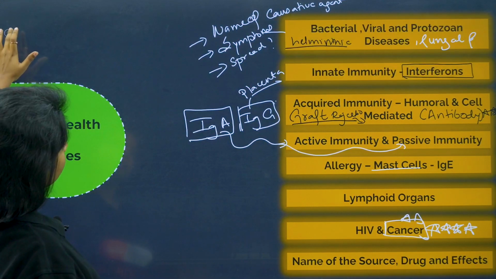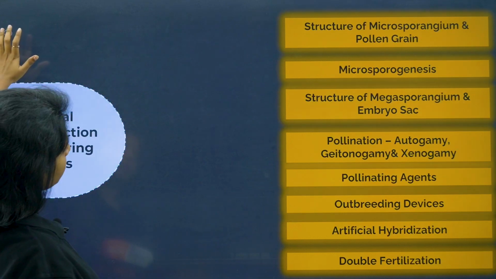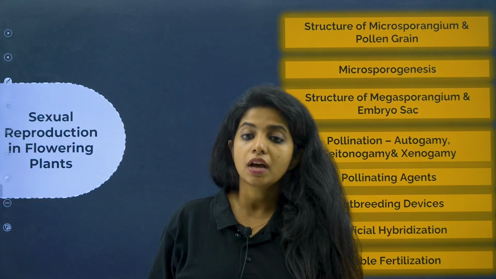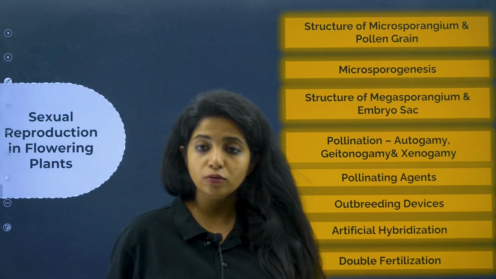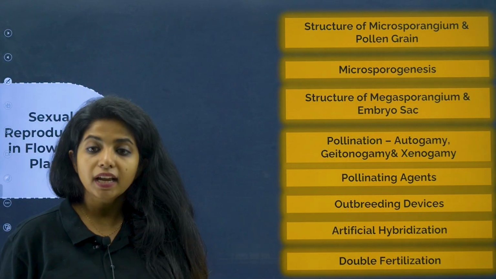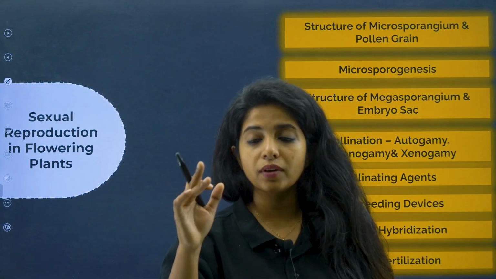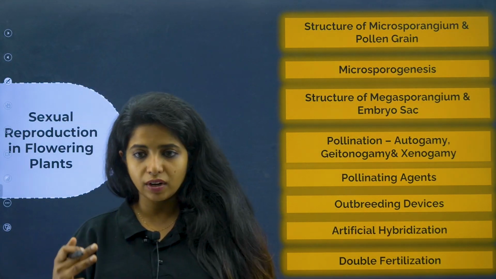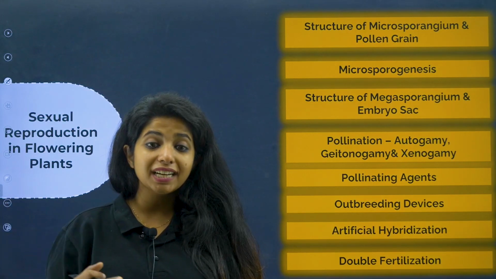Now, we have sexual reproduction in flowering plants, again something that carries 11 marks. In that, structure of microsporangium and the pollen grain, equally important. You should be knowing about that. In microsporangium, the different layers that you are having. Okay, the middle layer, the tapetum, and epidermis, endothecium, each and every part of it. In pollen grains, the intine, exine.